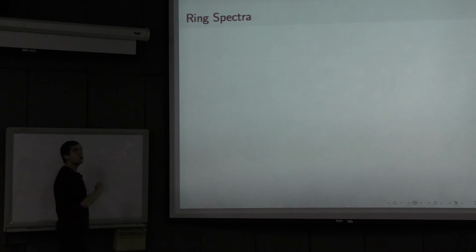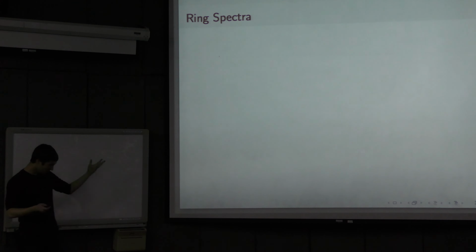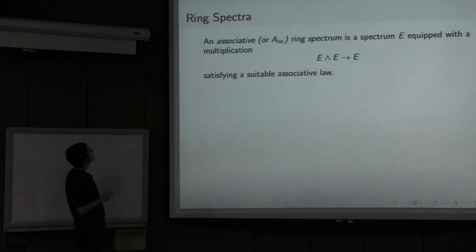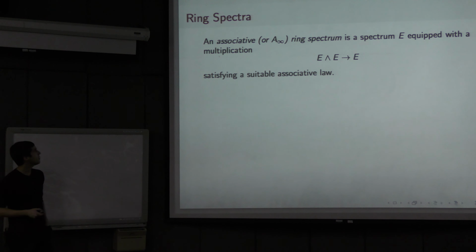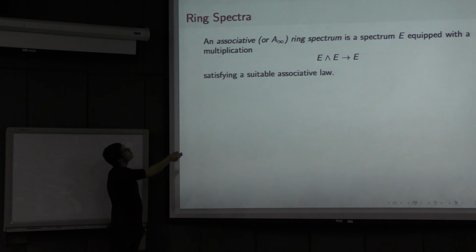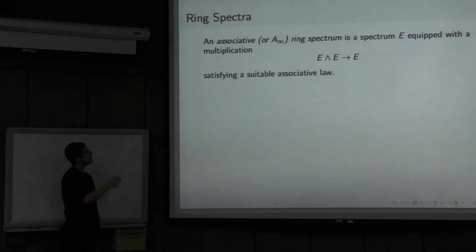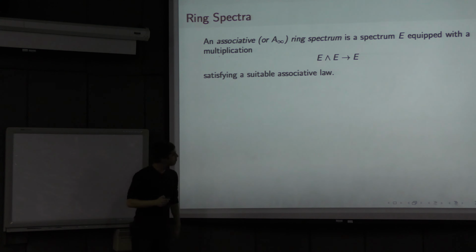So let me say a few words about these notions of ring spectra because they're going to come up today and they're going to come up again tomorrow. So what is an associative ring spectrum? Well, it's a spectrum E, which is equipped with some kind of multiplication, which is a map from E smash E into E, and it satisfies a suitable associative law.